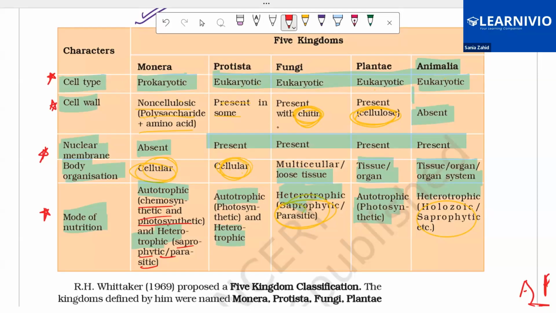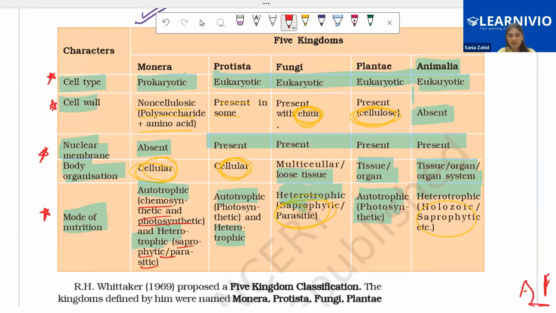Done. Okay, Aisha, completed. So, one second. So, move to the next thing.